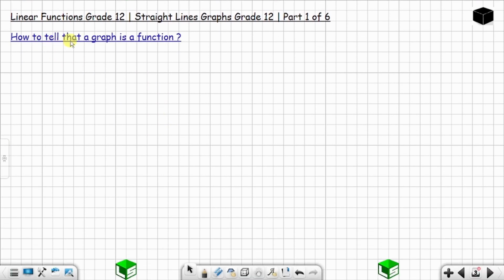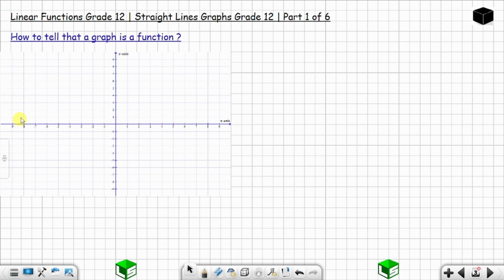Now, how to tell that a graph is a function. Let's see how you can tell that a graph is a function. Let's say, for example, you have the Cartesian plane, you have your x-axis and you have your y-axis. And on the Cartesian plane, you have a line. So this is a graph. Is this a function? How can you tell that this is a function? You can see for each element on the x-axis, so these are your x and these are your y, the element is matching up with only one element on the y-axis.